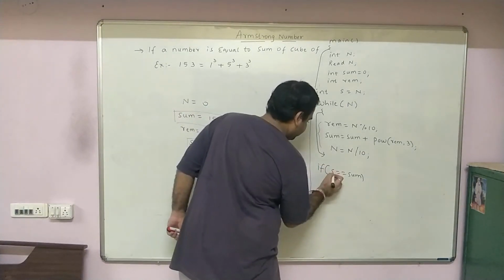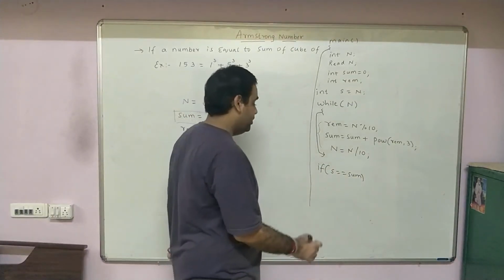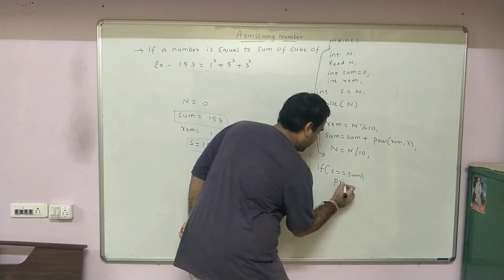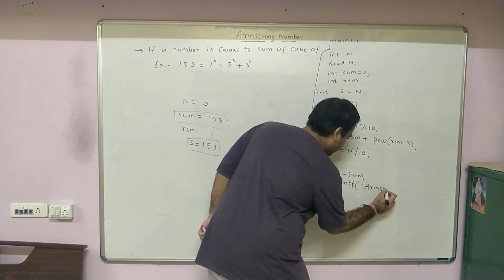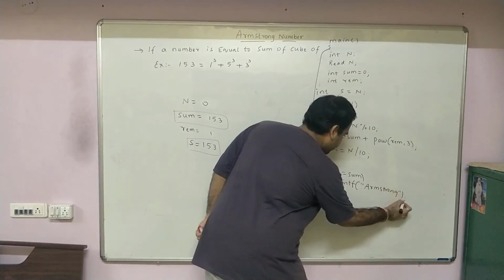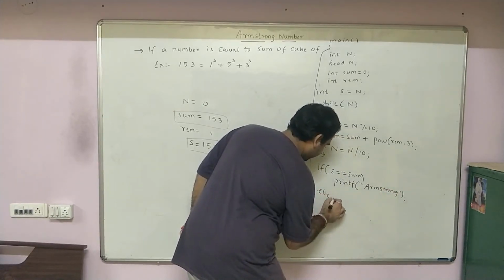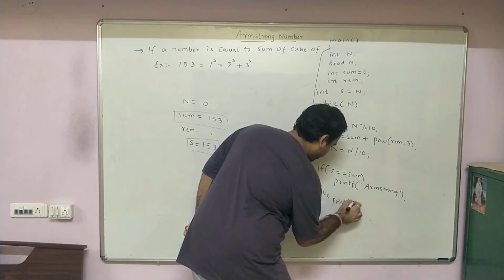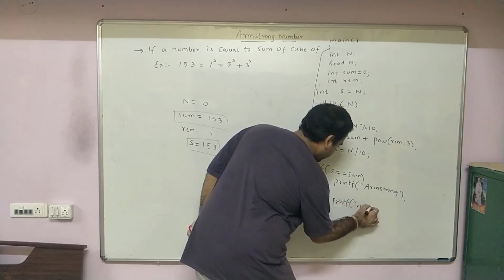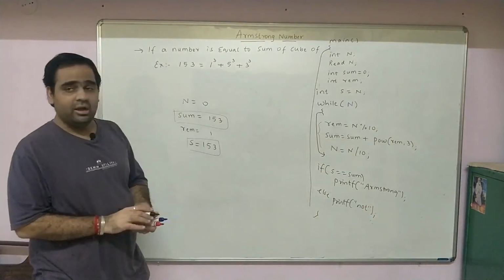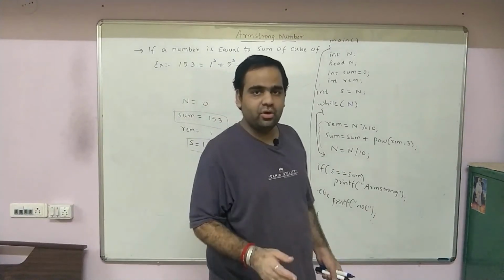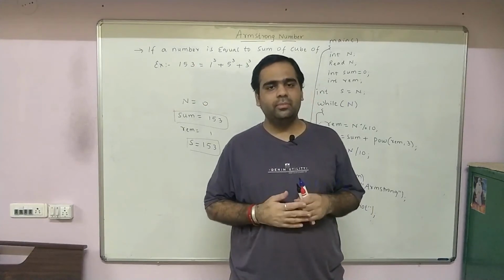And what do we say? If s is equal sum, printf, and what kind of number it is? It is an Armstrong number. Else we say printf, it is not an Armstrong number. And we stop the procedure. I hope you have liked the video. This is how we find the Armstrong number or not.